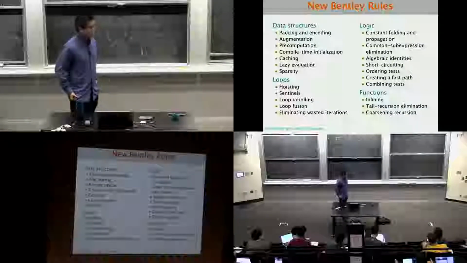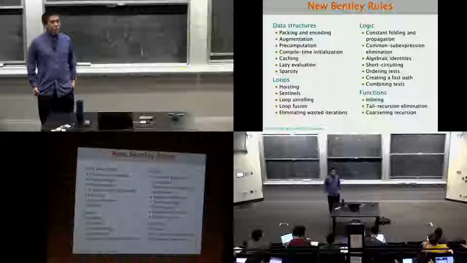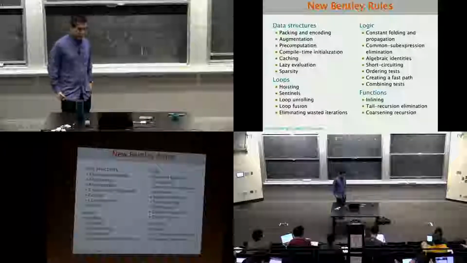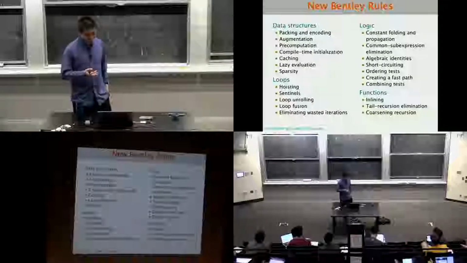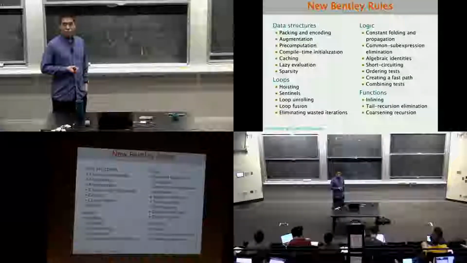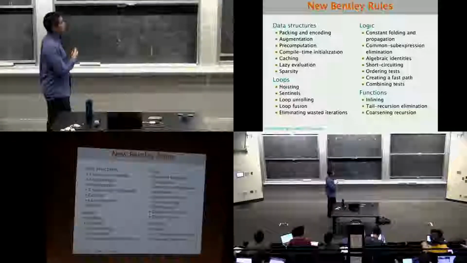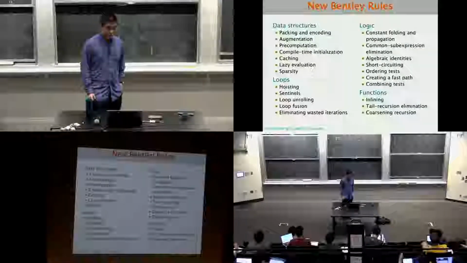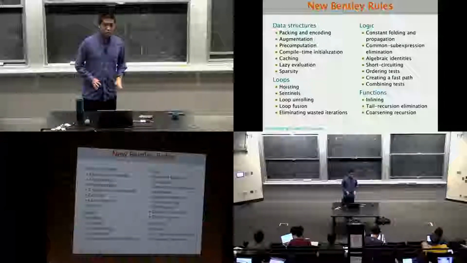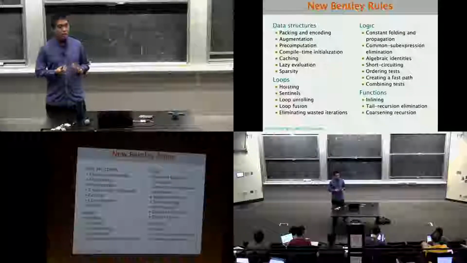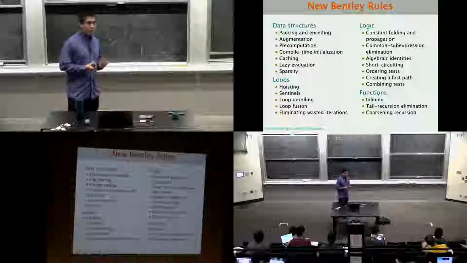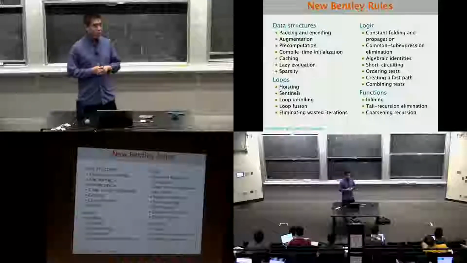OK, so here's a list of all of the work optimizations that we'll be looking at today. They're grouped into 4 categories: data structures, loops, logic, and functions. There's a list of 22 rules on this slide today. And in fact, we'll actually be able to look at all of them today. So today's lecture is going to be structured as a series of many mini-lectures, and I'm going to be spending 1 to 3 slides on each one of these optimizations.